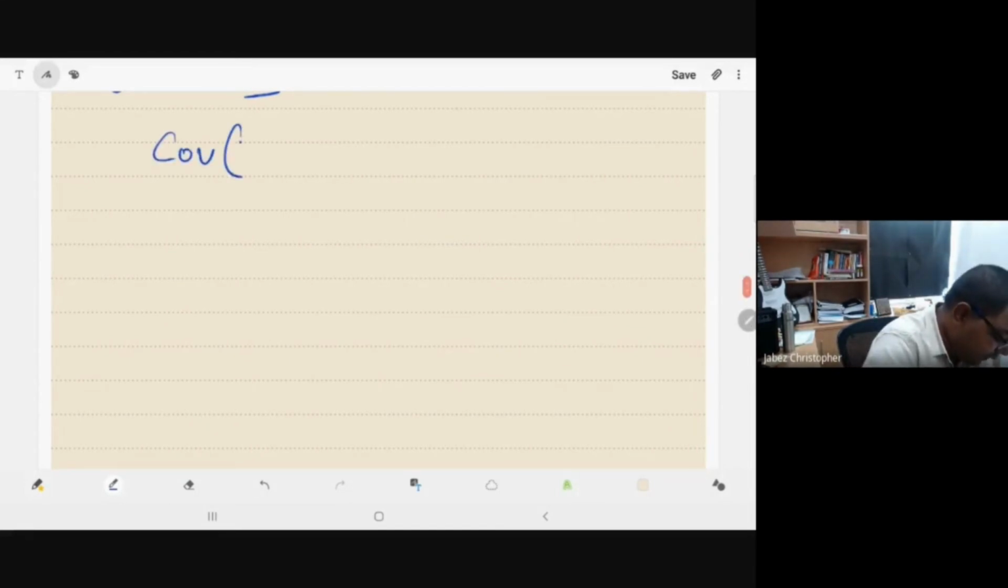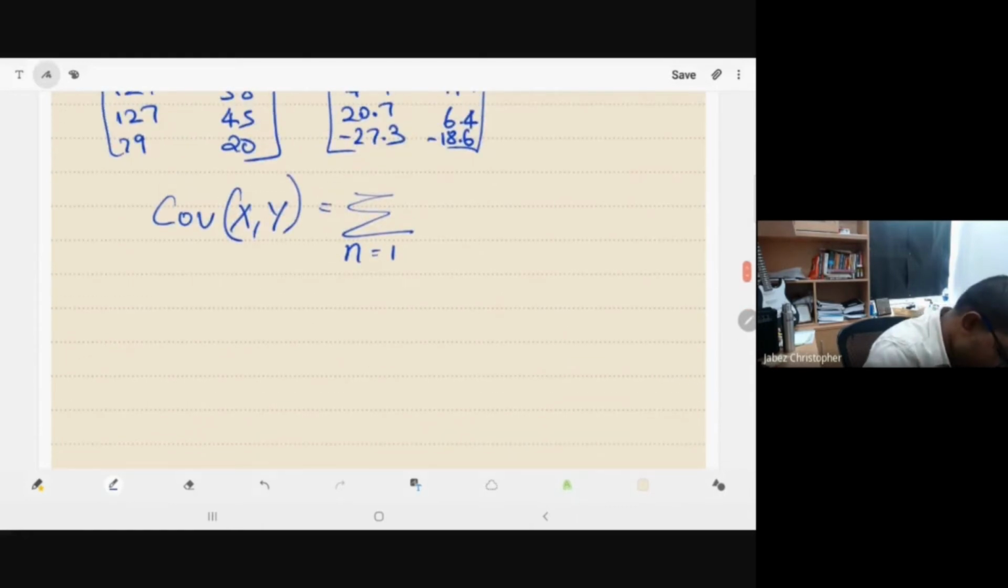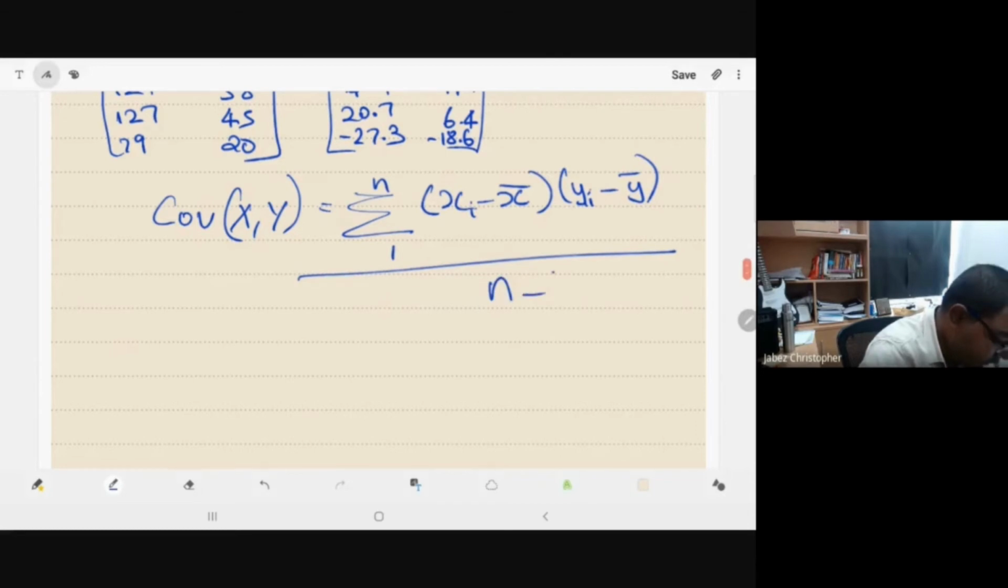Covariance, generally, between two variables x, y is, for i equal to 1 to n, the sum of xi minus x bar times yi minus y bar. So this is the general formula; all these you would have done in your stats, right?